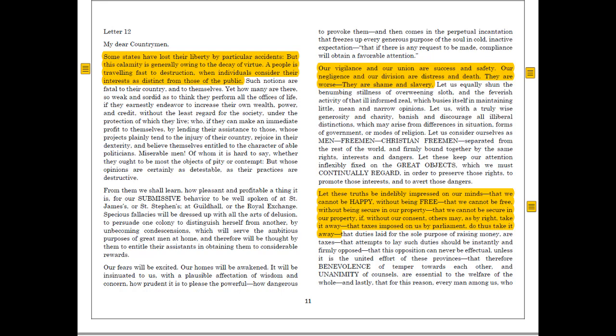What's the unique experience of the colonists that can form a unique American identity, an agreement by which a people could become a people? Well, it may be this common experience of carving their communities out of the wilderness, this unique experience of the state of nature, that is, the way in which they came into the ownership of their property. Look in the next highlighted passage on the right-hand column of 11. "Let these truths be indelibly pressed on our minds, that we cannot be happy without being free, that we cannot be free without being secure in our property, that we cannot be secure in our property if, without our consent, others may, as by right, take it away, that taxes imposed on us by Parliament do thus take it away."